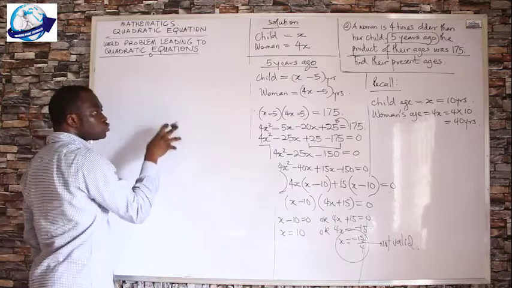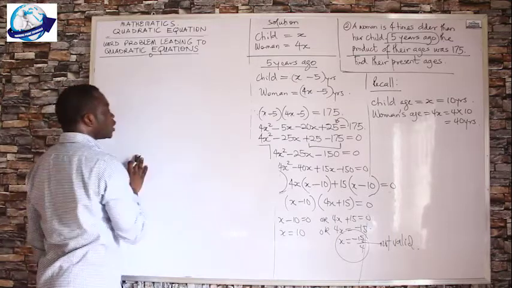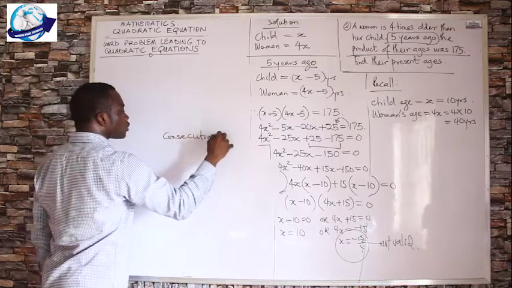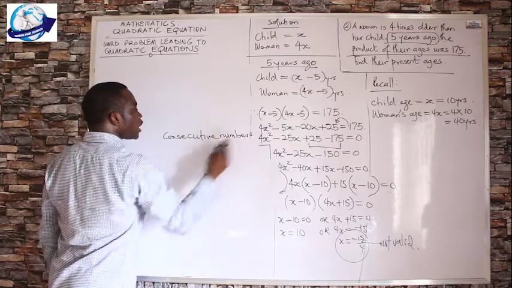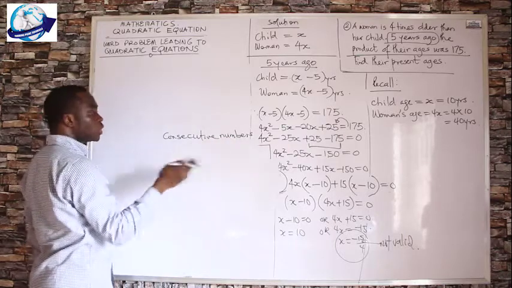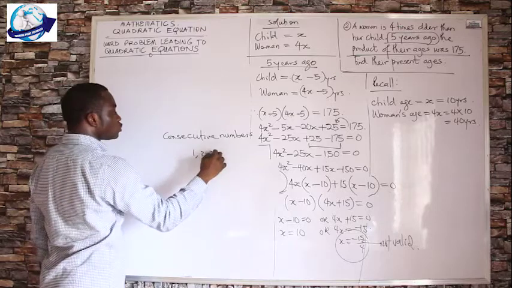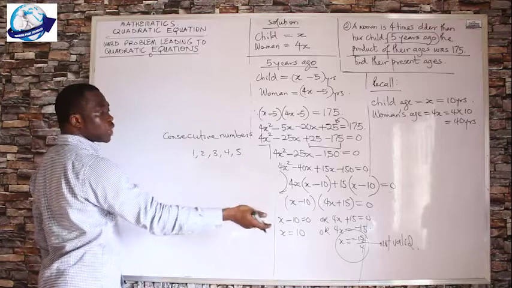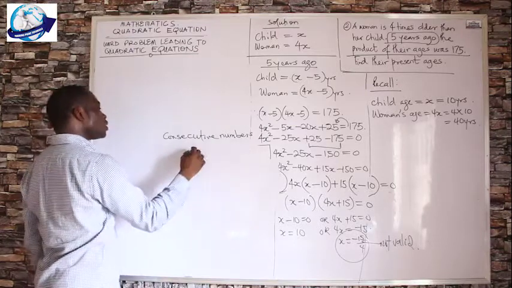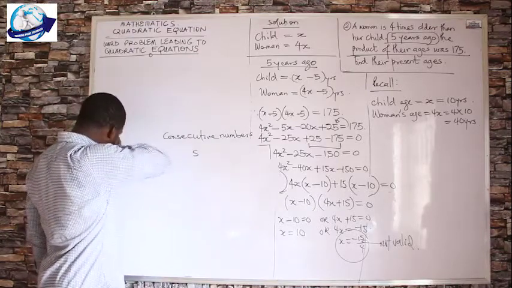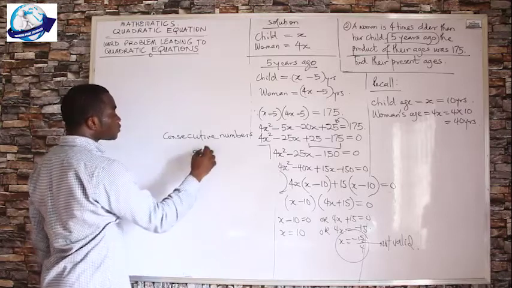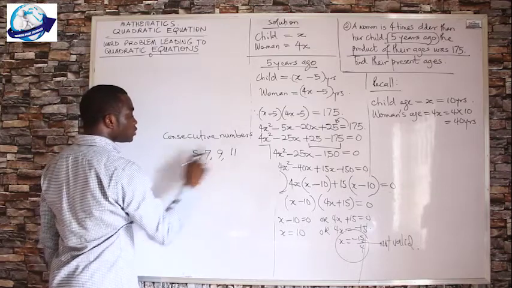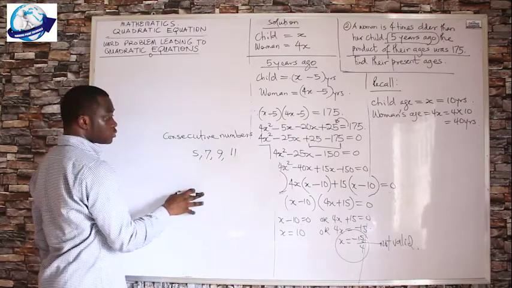Say find 2 or 3 consecutive numbers. Look at the word, consecutive numbers. If I said, please write down 3 consecutive numbers, you can say 1, 2, 3, 4. These are consecutive numbers. They have the sequence, the difference of 1. Then consecutive numbers can also be 5, 7, 9, 11. These are consecutive. Why? They are all odd numbers.